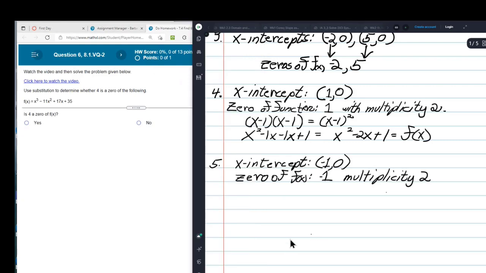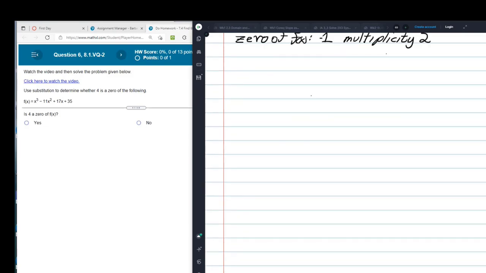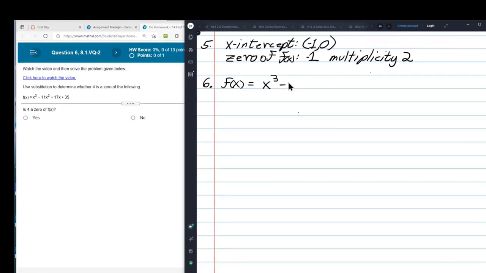All right, now we're done with the graphs. My goodness, that's ugly. That's number 6. It's telling us to find out if the number 4 is a zero of this function. Well, we're going to do that.